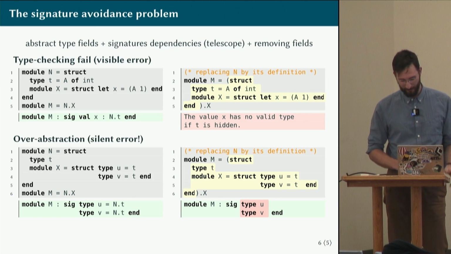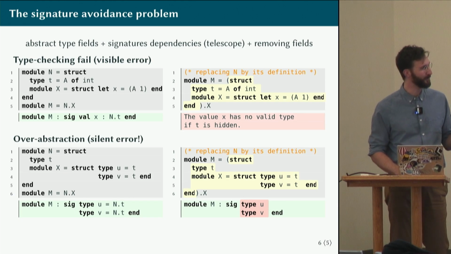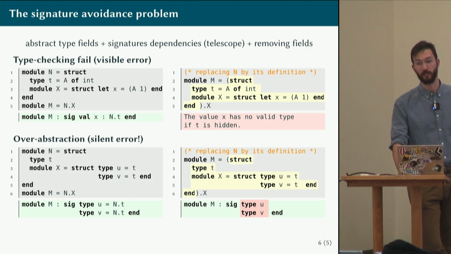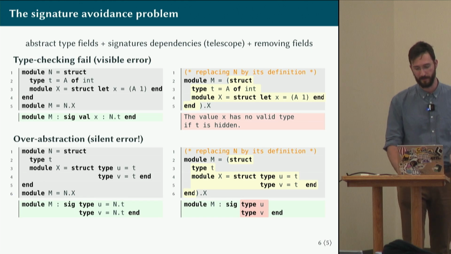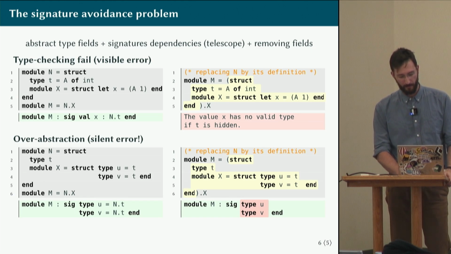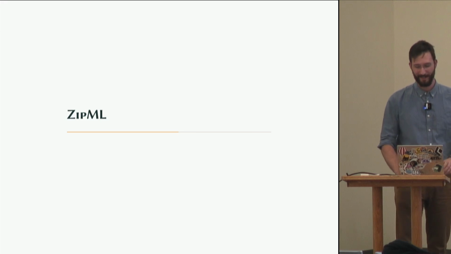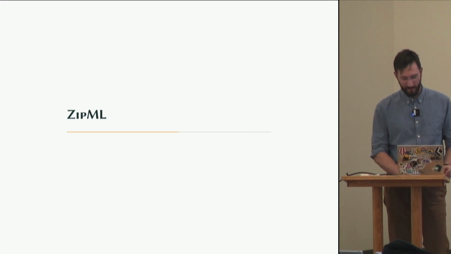And so the goal was to say, okay, we don't want over-abstraction, and if possible, we also don't want to have any type checking fail when we have fields that go out of scope. So that's the problem that ZipML is trying to solve. And let's see how it works.